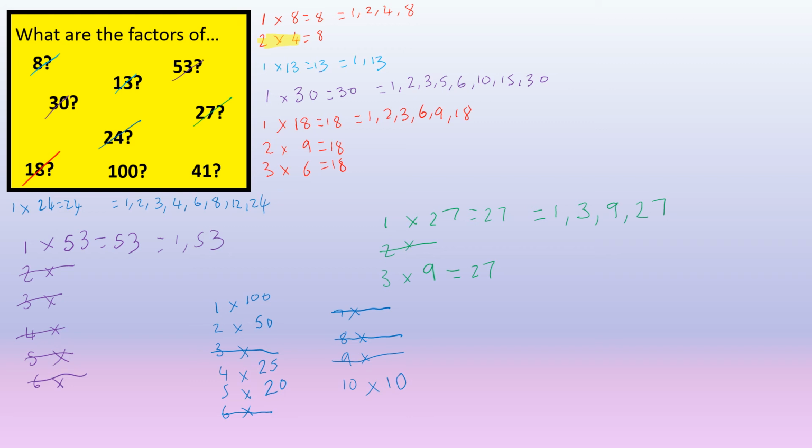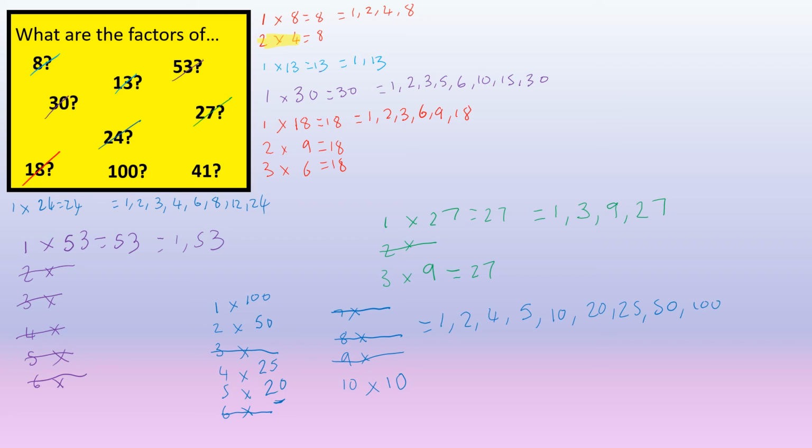Can I do 11? No. Can't do 12. Can't do 13 or 14 or 15. Can't do 16, 17, 18, 19. Come back to 20, which is already done. So our factors of 100 are 1, 2, 4, 5, 10, 20, 25, 50, and 100.